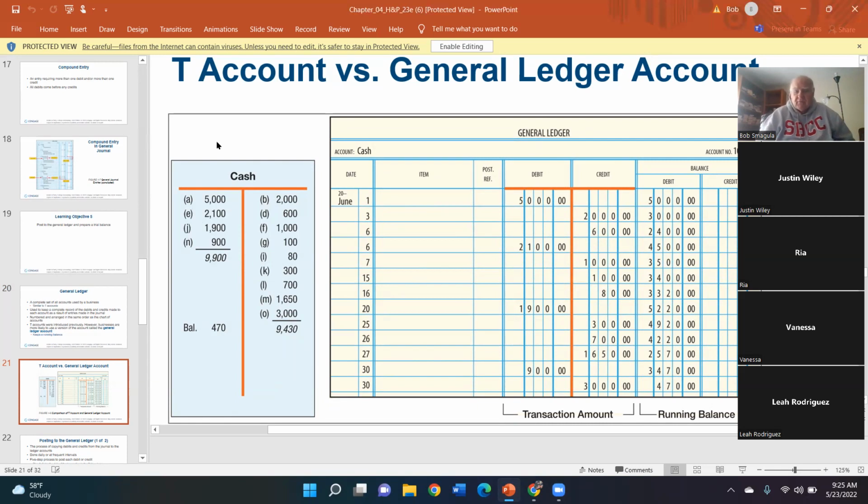It's meant to imitate the general ledger. Now let's take a look at a typical general ledger. Look at this. The very first page is account number 101, cash, like I told you.